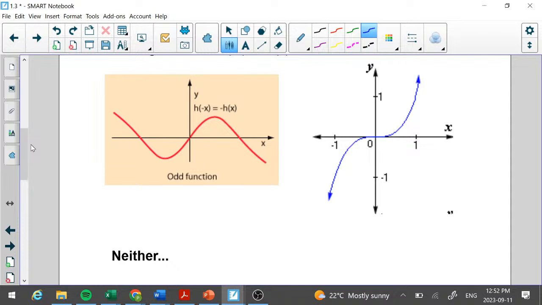They're reflected, but they're reflected through a point. They're reflected through the origin. So it's almost as though it's been rotated 180 degrees.